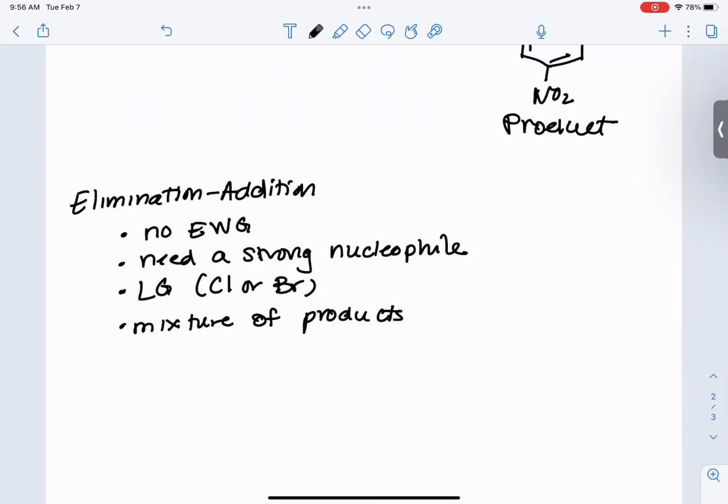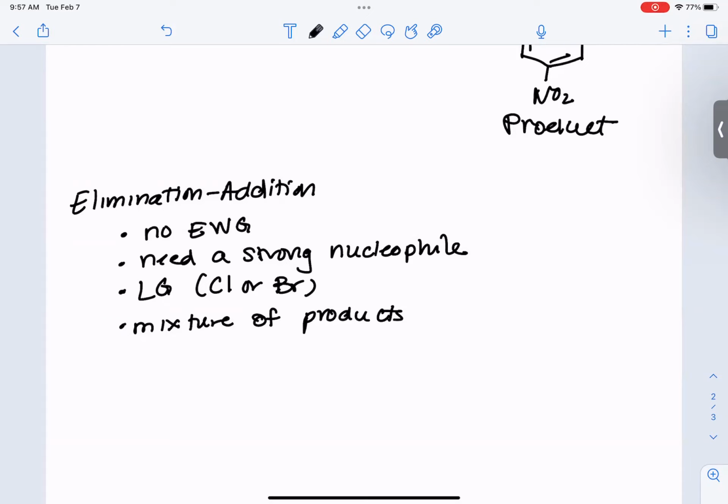Dr. Shaw, for conditional elimination, is it always going to be one product? Yes, because you're directly substituting for the leaving group. Grace, what was your question? Your question, yeah. Okay. Because that nucleophile is adding to the carbon that has the leaving group, right? So it's a direct substitution reaction.